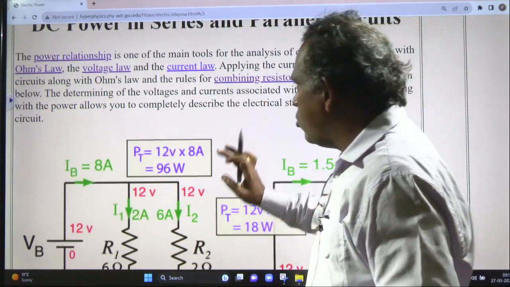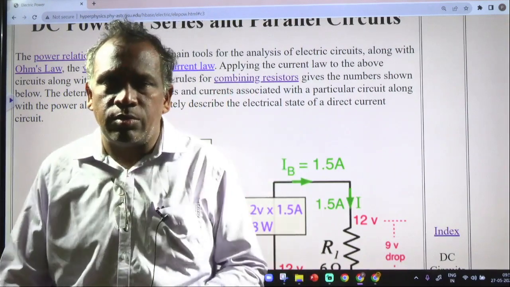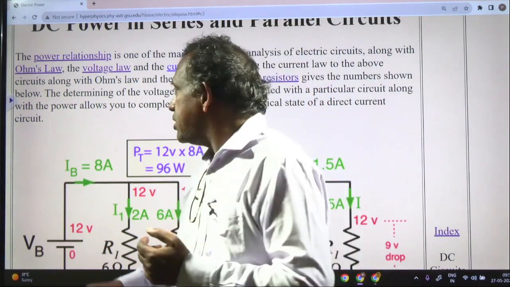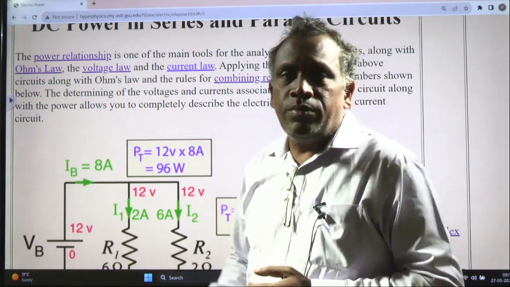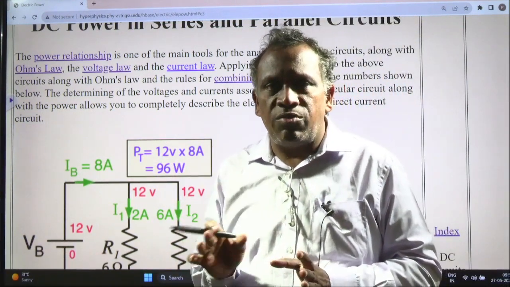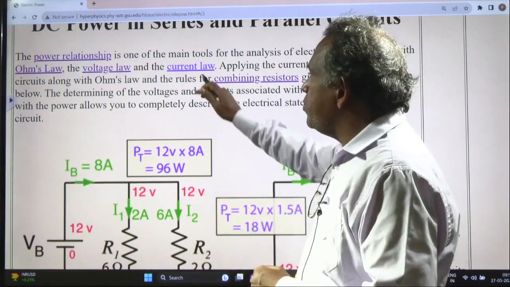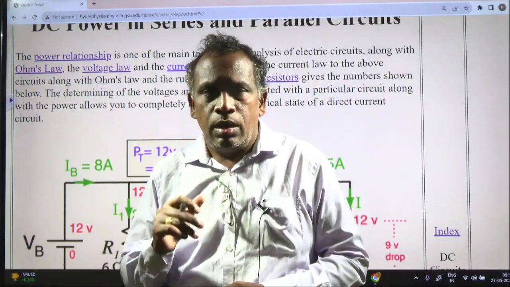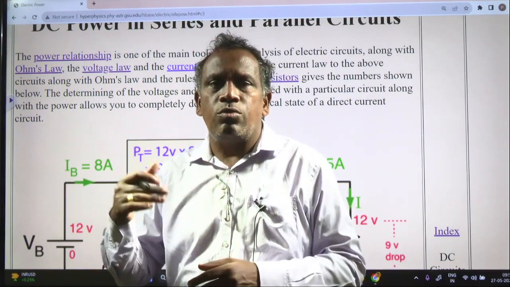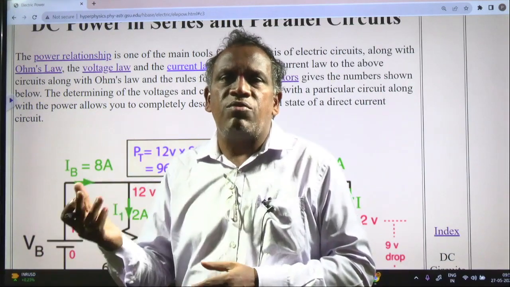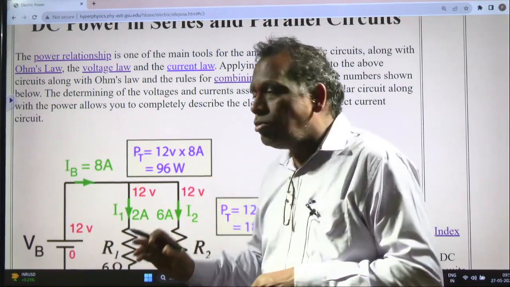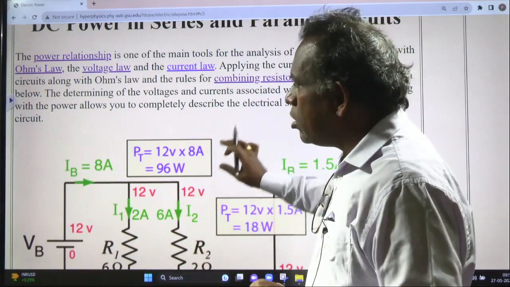We are going to follow the main tools to solve such problems. We require Ohm's law. Ohm's law is nothing but voltage is equal to current into resistance. Another important one is the voltage law: the algebraic sum of all voltages in the loop is equal to 0. And the current law: the sum of incoming currents at a junction is equal to the sum of outgoing currents, that is, the algebraic sum of all currents at a junction is equal to 0. These are the tools you are going to use to solve such problems.